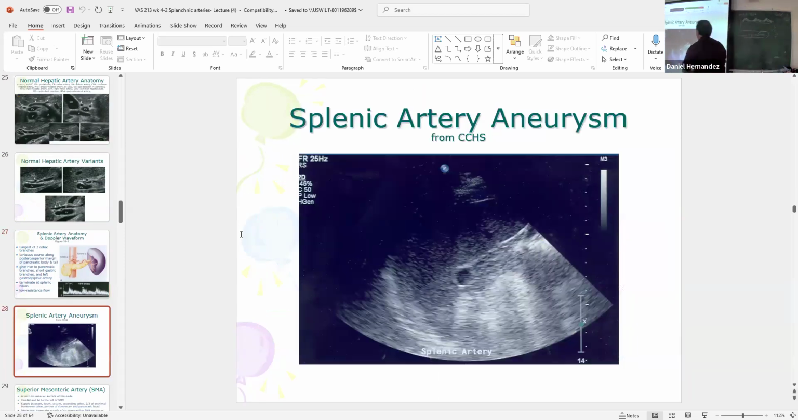All right, so what's the velocity criteria for the celiac artery? 200, yes. So 200 for celiac.